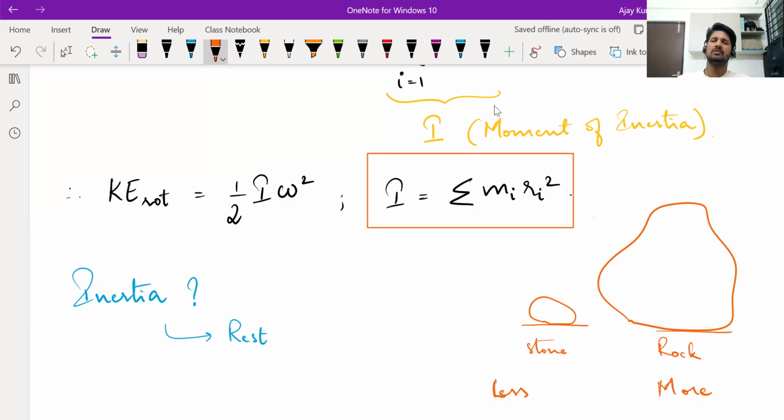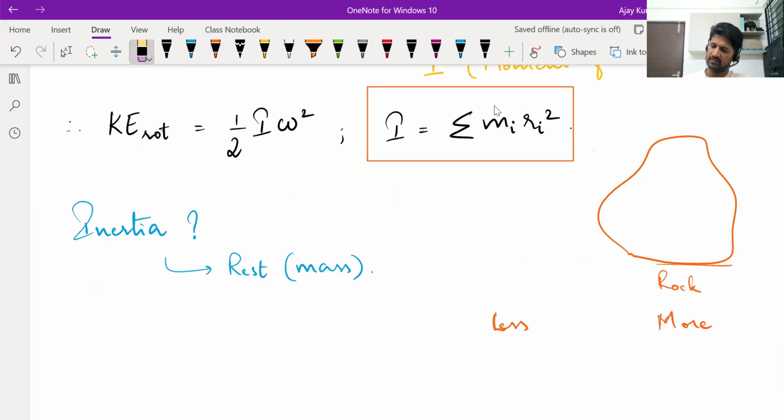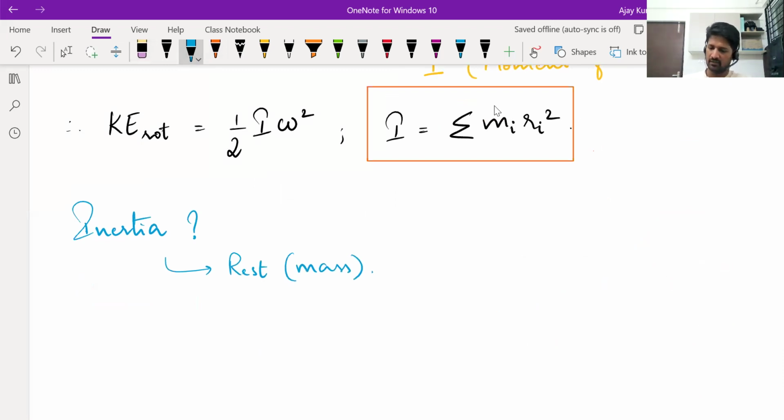What is the difference between the stone and the rock? Mass. So inertia of rest is given by mass of the system. Whichever object has less mass has less inertia of rest. Means if it is at rest, it is easy to make it move. Next, there's something called inertia of motion also. If an object is moving, it tends to continue in its state of motion unless disturbed by an external force.